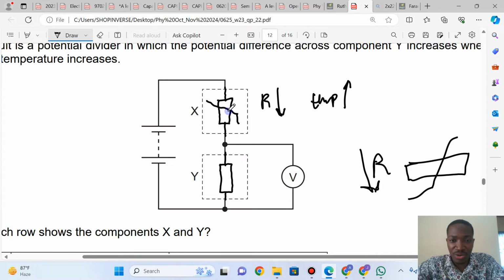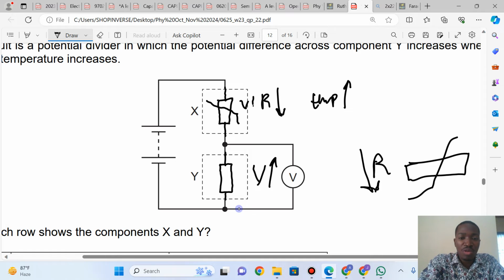Now this is a thermistor. If temperature increases, then resistance here will drop. A thermistor, if temperature increases, resistance will reduce. If resistance here is reducing, it simply means resistance here will be far higher than resistance up here, and it means the voltage here will be high. Yes, and the voltage here will be low. That's how the thermistor works.